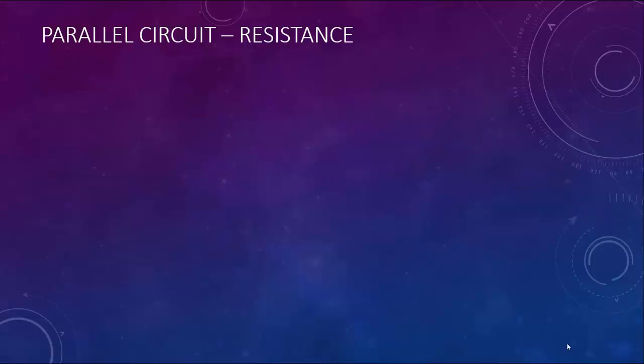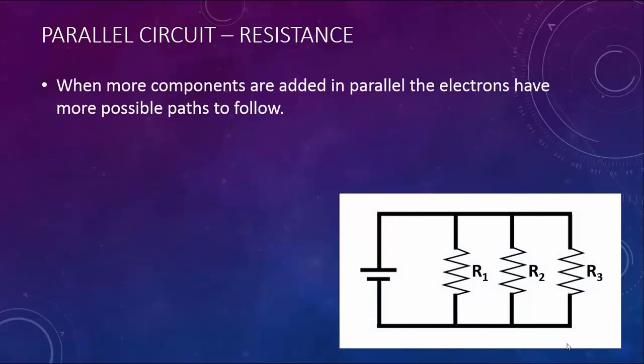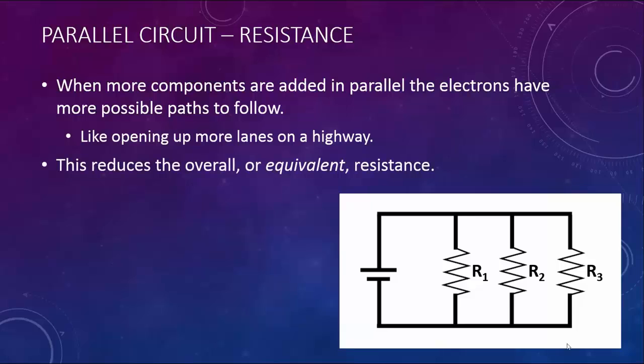Finally, let's talk about resistance in a parallel circuit. When more components are added in parallel, the electrons have more possible paths to follow. This is like opening up more lanes on a highway. This reduces the overall or equivalent resistance.